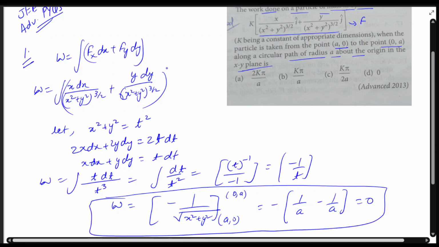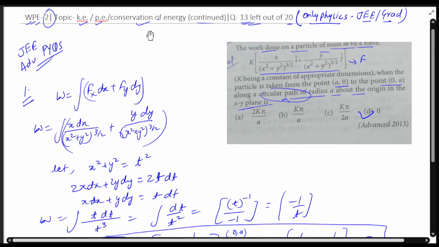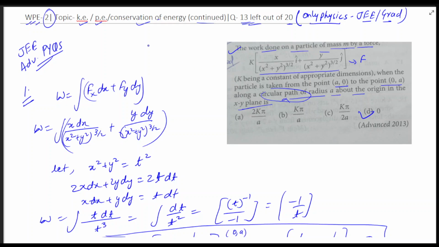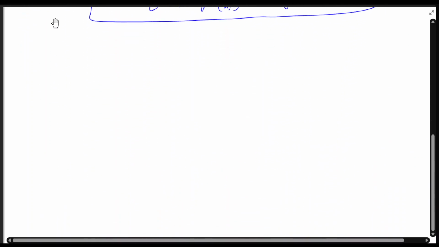So clearly we have done the integration, so we do not actually need the path, right? So the answer will be D. This question is actually based on the topic work done by variable force. No worries. Let's move on to our second question.